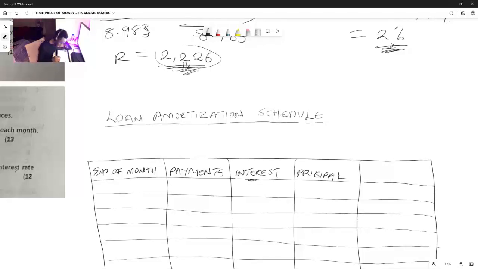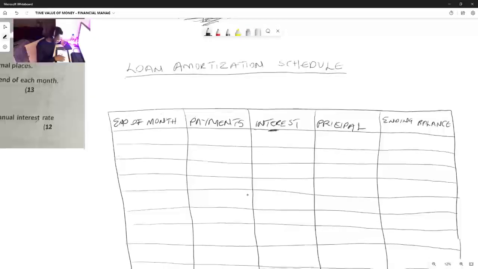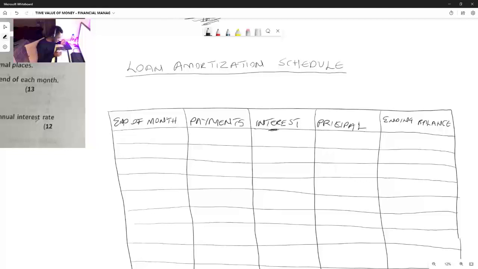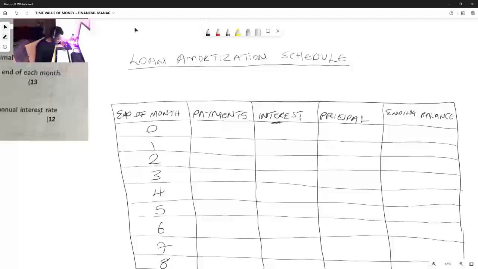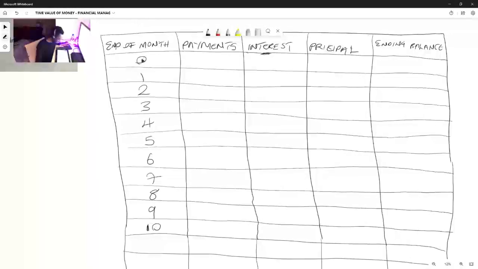Anyway. And then in the last column now we're going to have our ending balance. That's what we're going to have here in our last column. So we have end of month in the first column, payments in the second column, interest in the third column, principal in the fourth column, and ending balance in the fifth column. All right, so now that we have these, so to just quicken the process, I'm just going to quickly fill in the end of month or the periods here. So we're going to have period 0 all the way up to period 10. Those are our periods all the way from 0 months to 10 months.